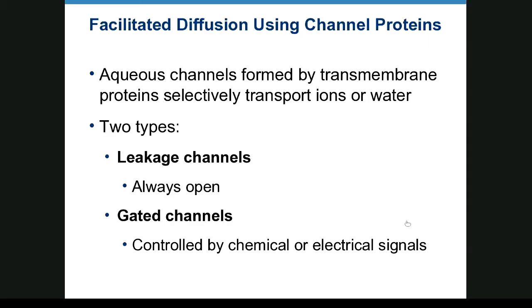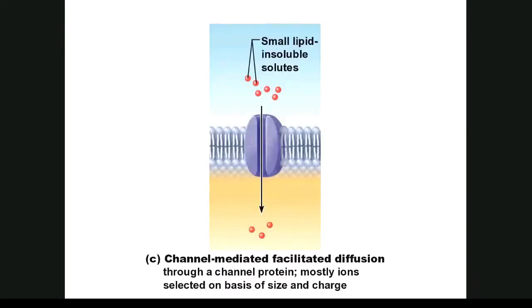Okay, now channels, protein channels. And these are going to be very important for ions. We're talking about chemical signals such as the signals that go down with muscle contraction and nerve impulses. Leakage channels are always open and they leak, kind of like my bathroom faucet. Gated channels are controlled by chemical or electrical signals. They stay closed until something signals them to open. Okay, here is a channel allowing stuff to go through it.